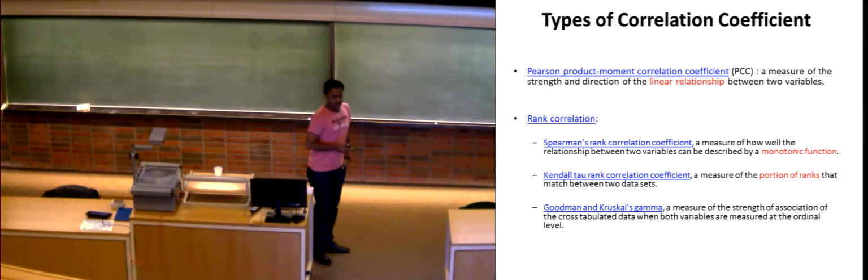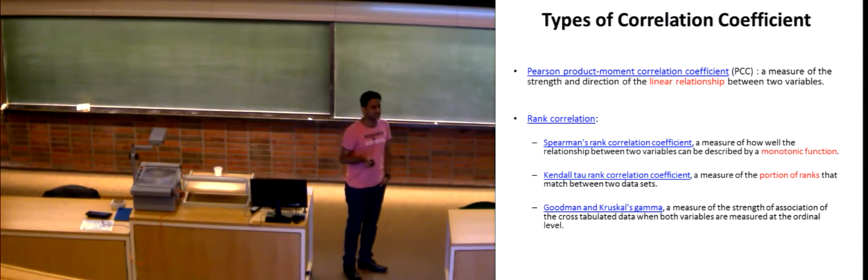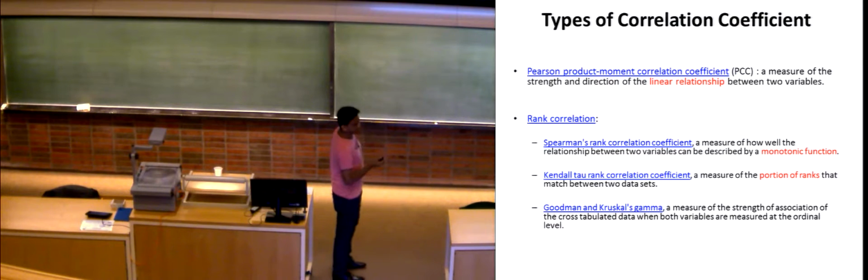So the types of correlation coefficients. There are two categories of types of correlation coefficients. One is the product-moment correlation coefficient, also called PCC. It's a measure of the strength and the direction of a linear relationship. So if you are interested in finding the linear relationship between the variable A and B, then you have to use Pearson's correlation coefficient. This is a parametric correlation coefficient, okay?